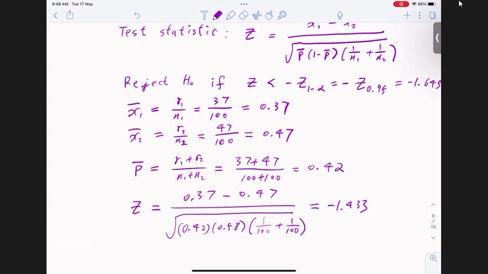Now, we need to compare with the critical value. And it is actually greater than the critical value. The critical value is minus 1.645. We are not going to take the magnitude. So this is greater than this. So it didn't fall into the rejection region. Rejection region is those test statistics smaller than this. And therefore, we draw the conclusion that the null hypothesis is not rejected at 5% significance level. So we don't have enough evidence to claim that P2 is greater than P1.